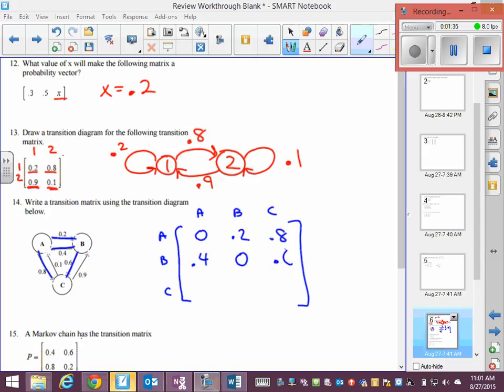Notice the rows all add up to 1. That has to happen because we're talking about probability. C to A is 0.1. C to B is 0.9. And C to itself is 0. There's your transition matrix right there.